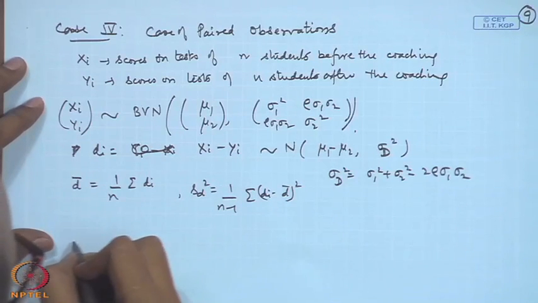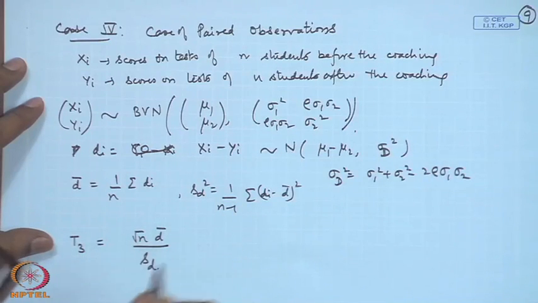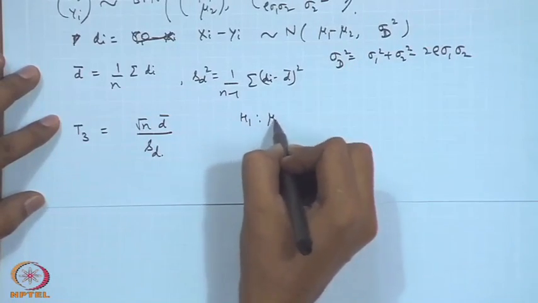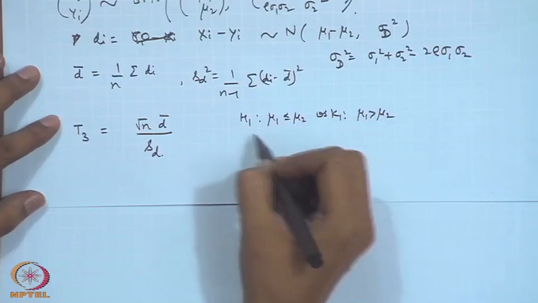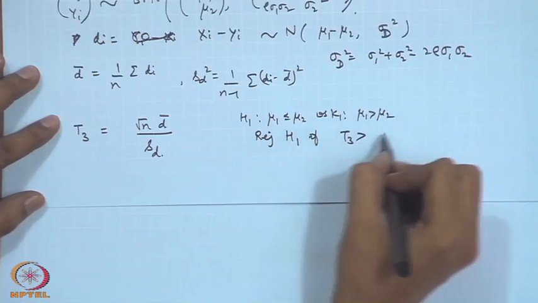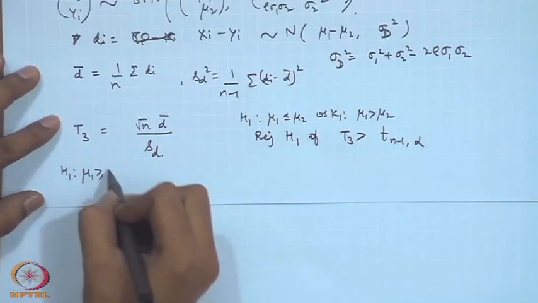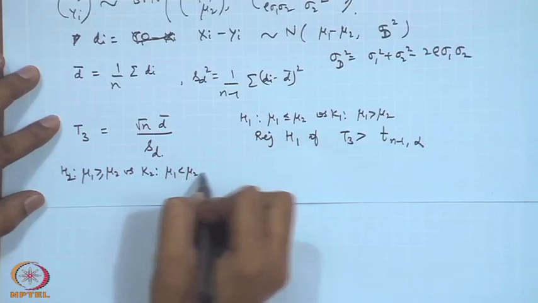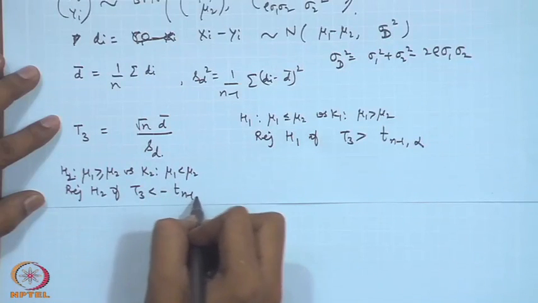And we can formulate the test statistic, let us call it T 3, equal to root n d bar divided by S d. So, the test procedure for H 1, mu 1 less than or equal to mu 2, versus K 1, mu 1 greater than mu 2, will once again be: reject H 1 if T 3 is greater than t n minus 1 alpha. Similarly, for H 2, mu 1 greater than or equal to mu 2, versus K 2, mu 1 less than mu 2, reject H 2 if T 3 is less than minus t n minus 1 alpha.